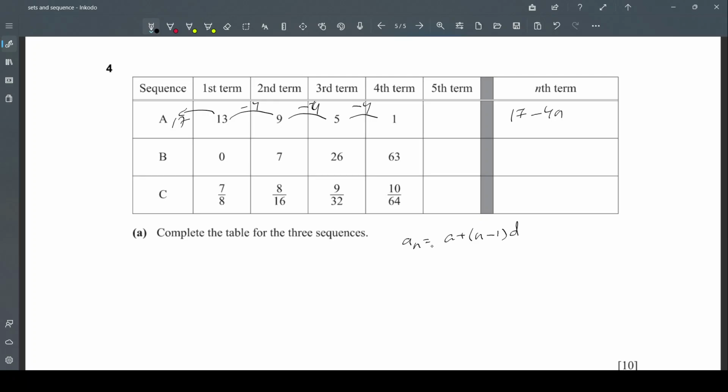If you have not watched my revision video, you can watch that. So the nth term will be: a is the first term, that is 13, (n minus 1) into d, where the difference is minus 4. So 13 minus 4 plus 4 gives 17, minus 4n, right? So 17 minus 4n. We will be getting the same answer with both methods, the nth term method as well as this direct method. You can use any way to find it out.